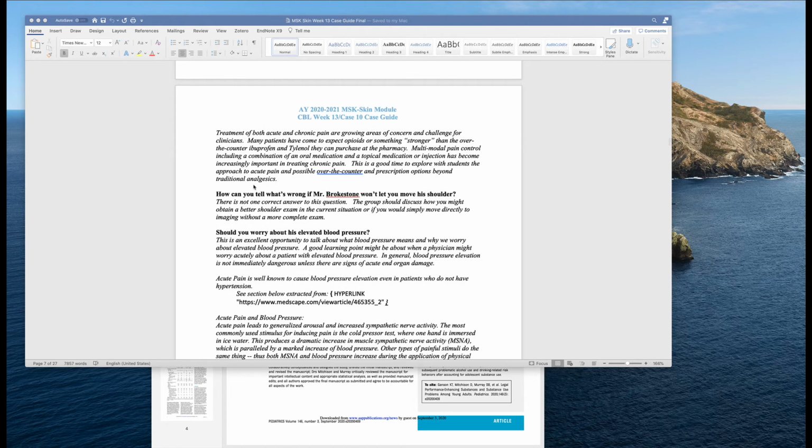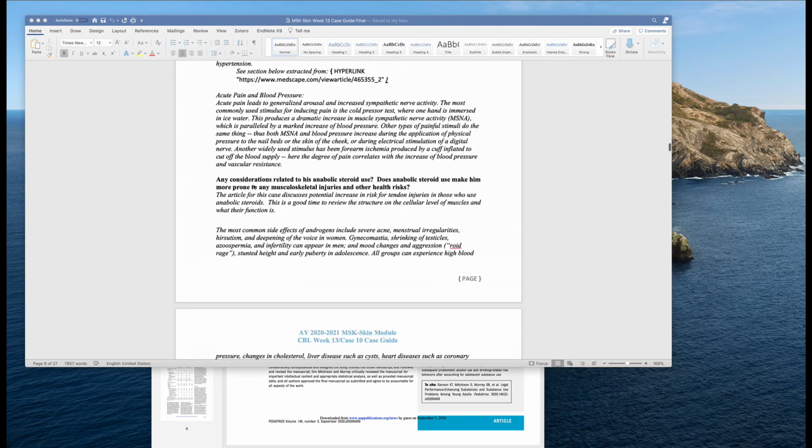And he has elevated blood pressure, and so he has a history of hypertension. He comes in hypertensive. Is this something we should worry about? Is it something that we should not worry about? And it allows students just to start thinking about this idea of hypertension as well.